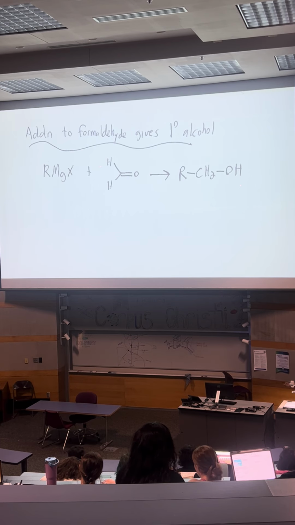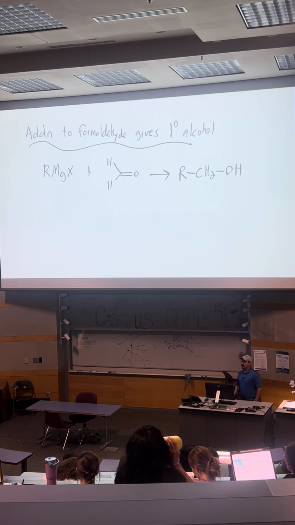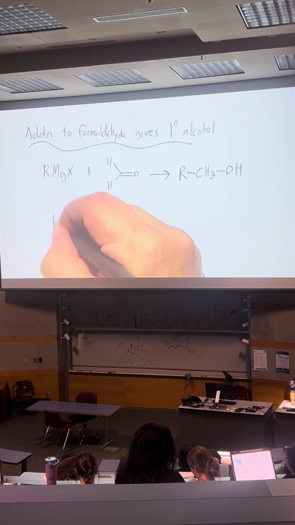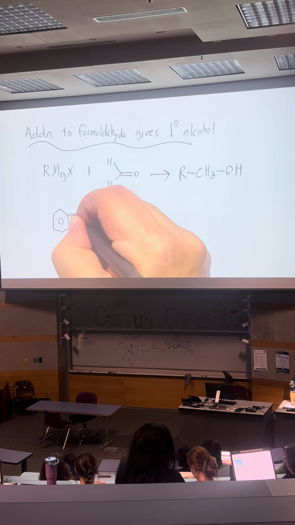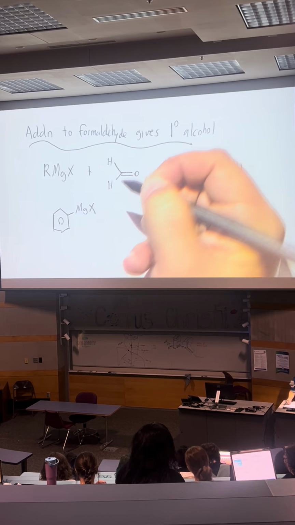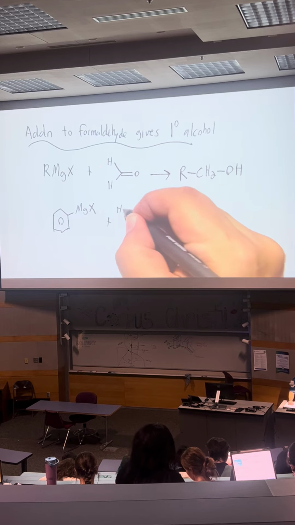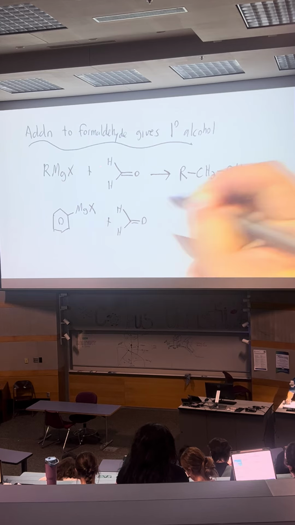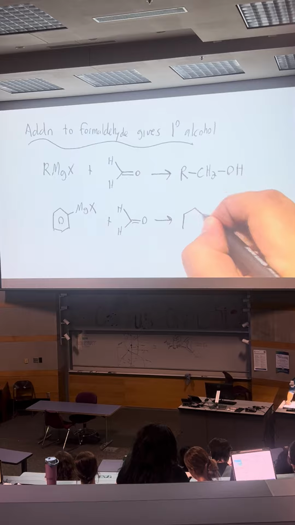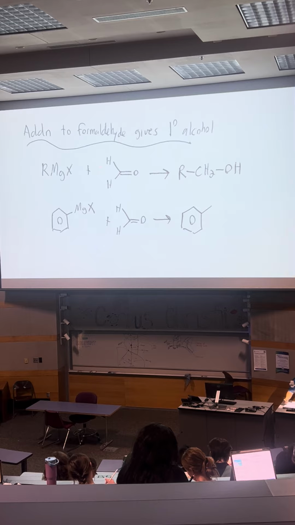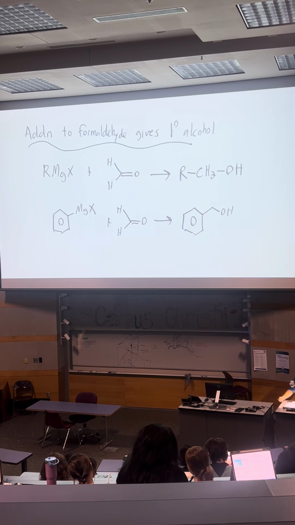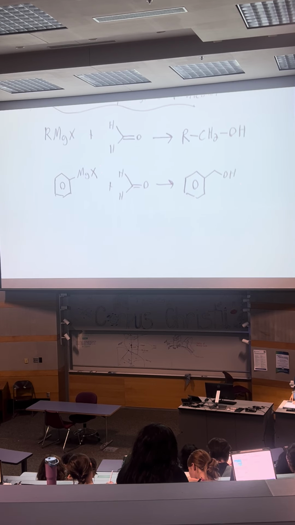Or if you wanted to produce propanol, it means your R group would have two carbons in the chain. The formaldehyde would contribute the third, and you'd get your primary alcohol like that. If you wanted to, again, go back to an aromatic system, you have your aromatic halide, introduce the magnesium, and if you hit this with formaldehyde, then you can generate benzyl alcohol. So already really simple.